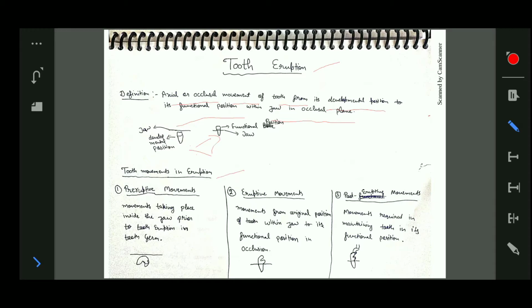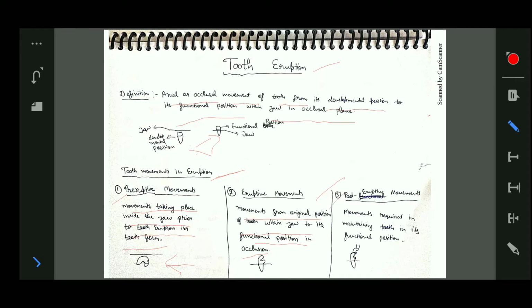So let's talk about the tooth movements in eruption. The first movement is the pre-eruptive movements. These are the movements which take place inside the jaw, in the tooth germ, prior to tooth eruption. And after it, in the eruptive movements, the tooth moves from its original position within the jaw to its functional position. So simply, in the oral cavity the tooth erupts.